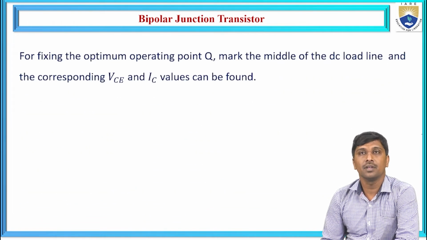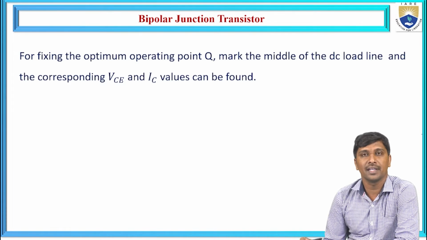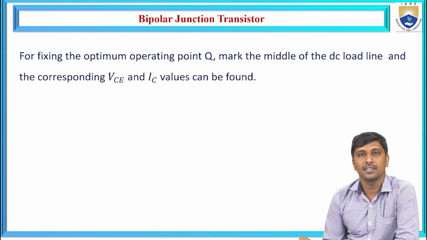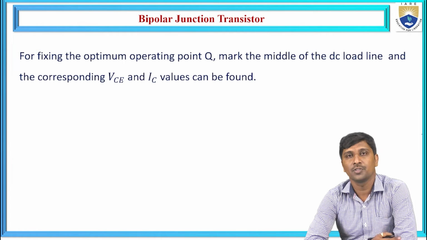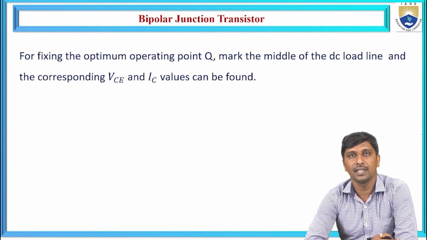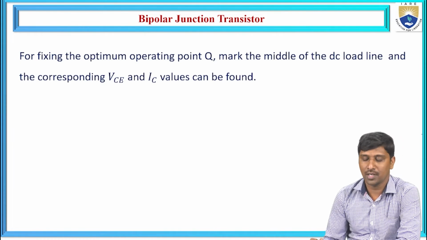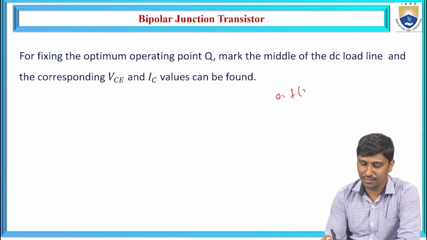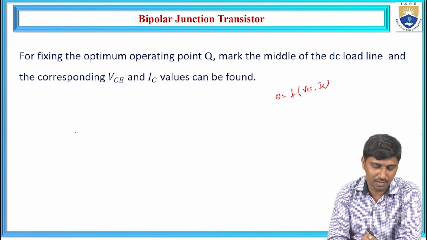Now we need to find the optimum operating point. Based on the concepts of DC load line analysis, for a transistor in the active region to satisfy the amplifier condition, the operating point should always be at the center of the DC load line, in the active region. Hence we need to find the optimum Q point. The Q point is a function of VCE and IC. We observed that the VCE value is 24 volts and the IC is 3 milliamperes.